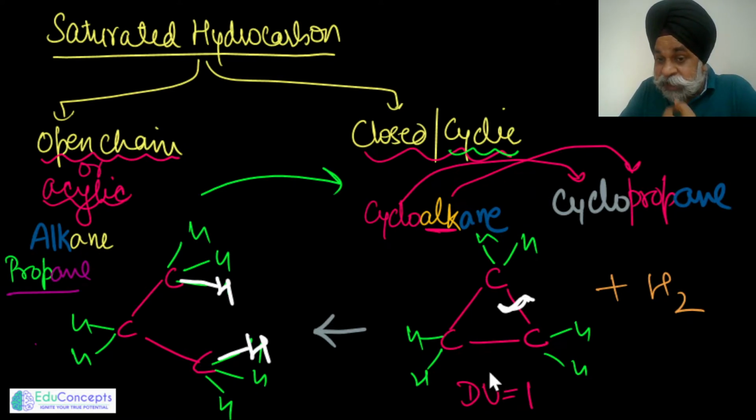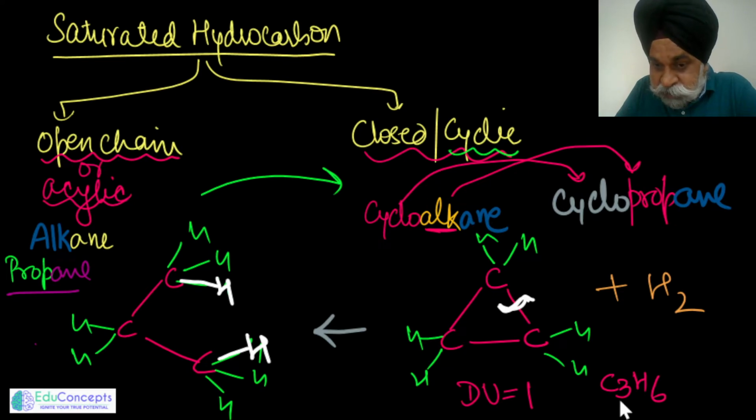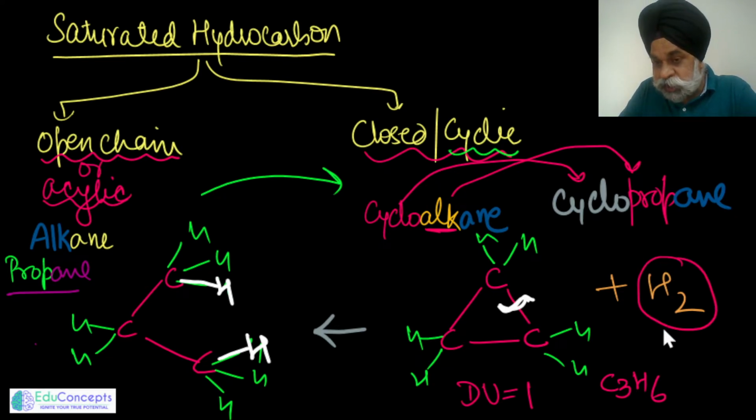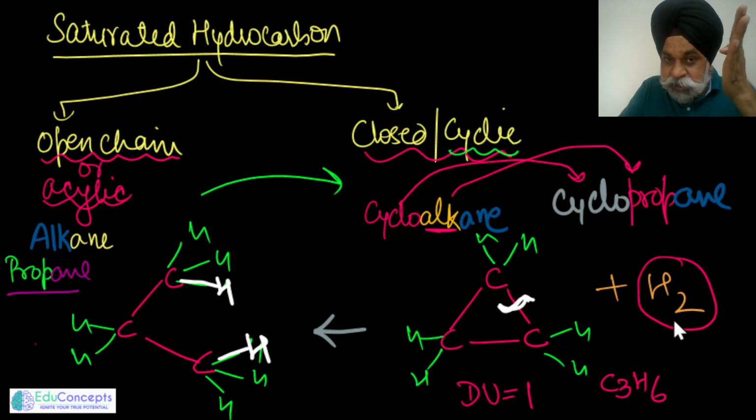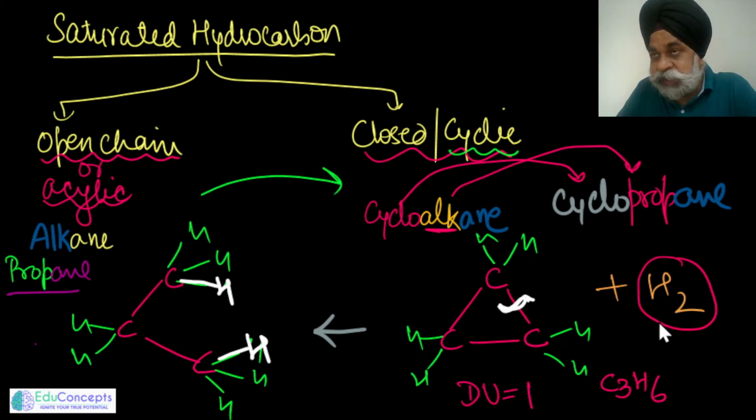Now what does it mean? Degree of unsaturation 1 means that this particular compound, which is C3H6, could become alkane if you add one pair of hydrogen into it, or one molecule of hydrogen into it. So the number of molecules or pairs of hydrogen atoms you have to add into any hydrocarbon to make it a saturated acyclic compound, that is what you call alkane, then we will be saying the degree of unsaturation is 1. So the number of pairs you have added.